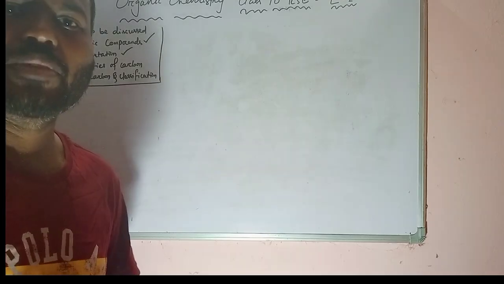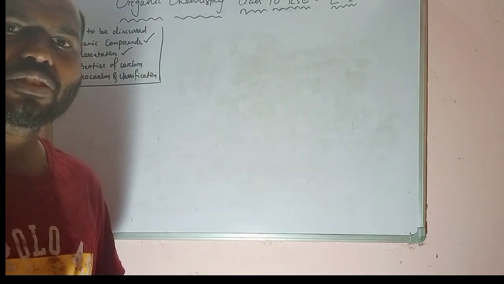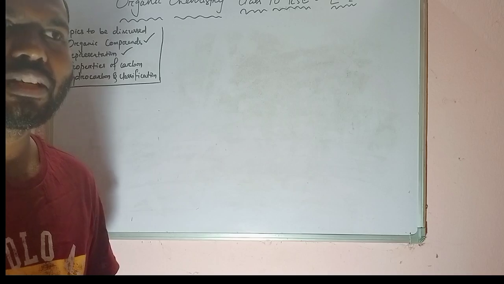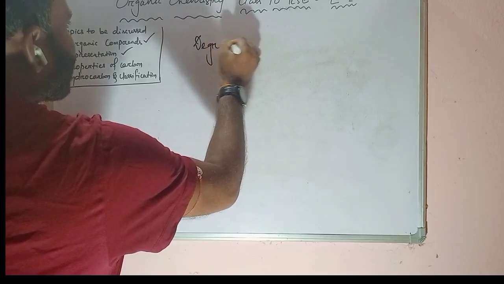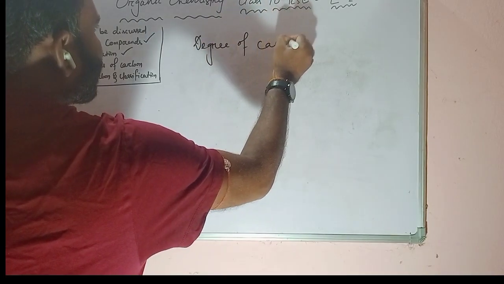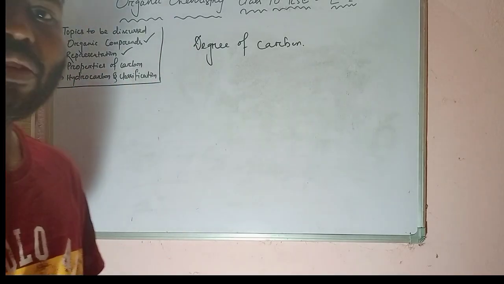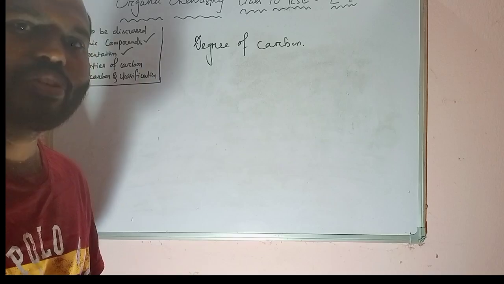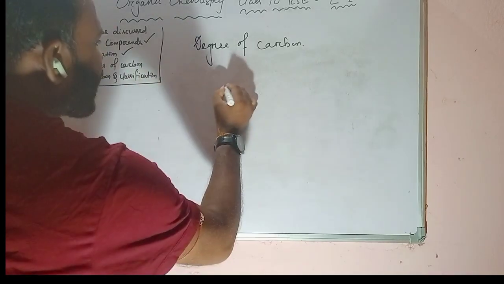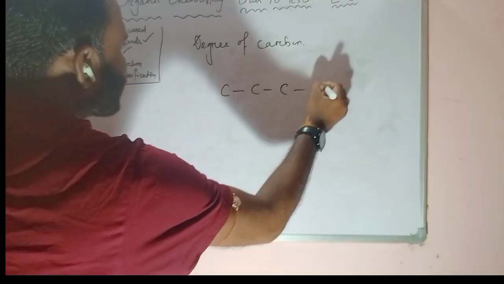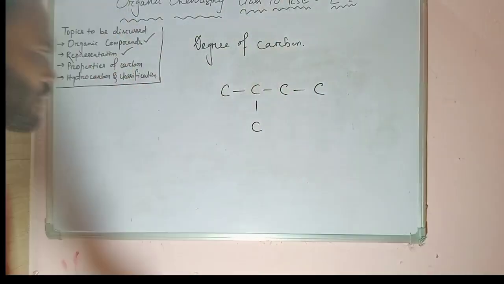Understood? We have discussed many things. Let me discuss one more very important and simple thing, which you may need. We'll be discussing the degree of carbon. So what is the degree of carbon? It is very basic. You have to find out how many carbon atoms one carbon atom is directly attached to. Let's say carbon and carbon and carbon and carbon and carbon.